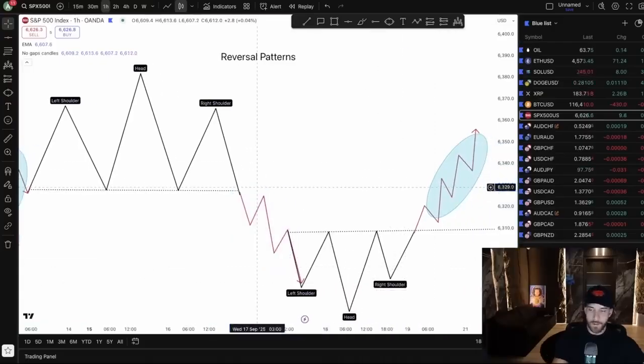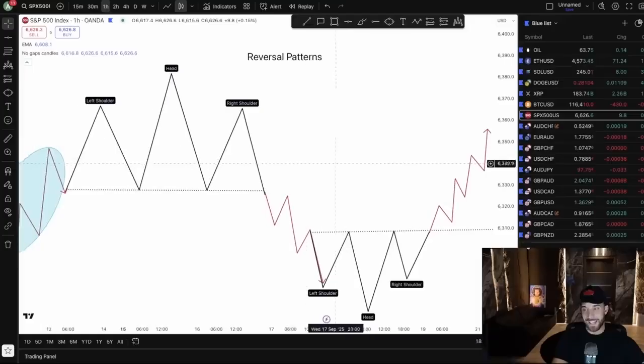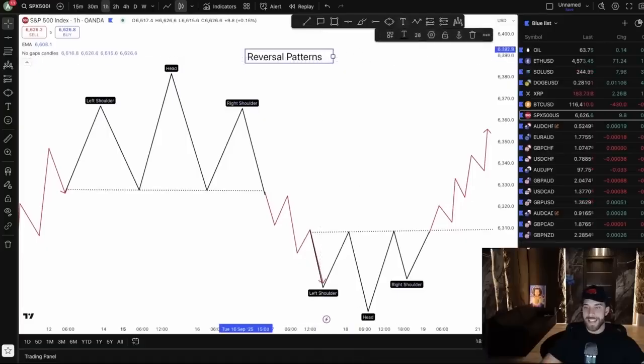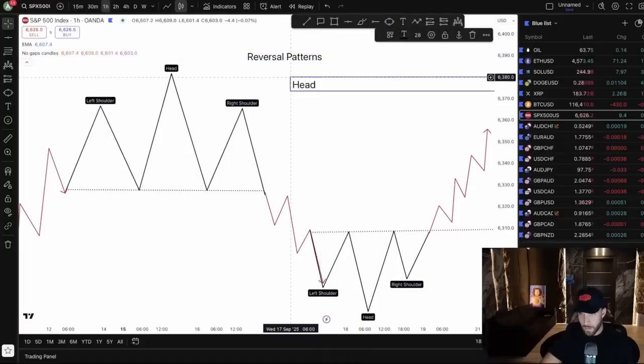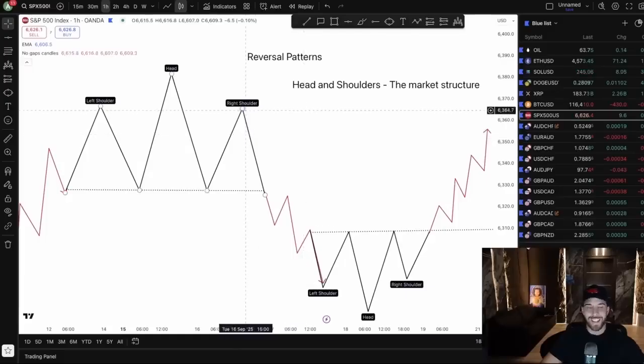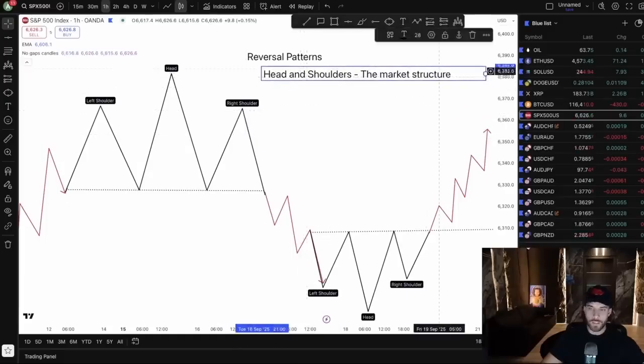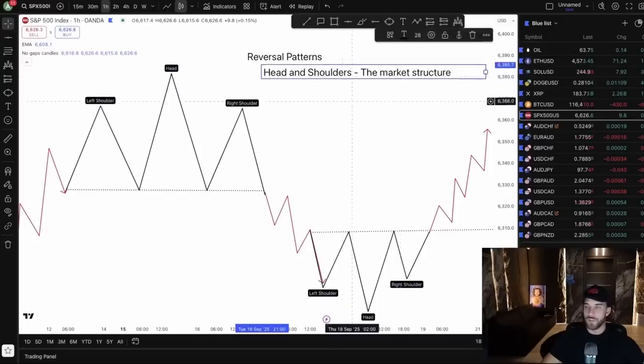Now, once again, this reversal pattern, like every other pattern, every other important point in the market, this head and shoulders pattern is done to the market structure. So what do I mean by that? Well, that is done to the bodies of the candlestick. We are not including the wicks at any point when identifying a head and shoulders.